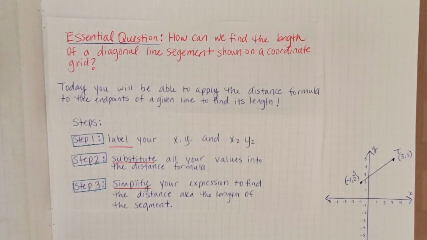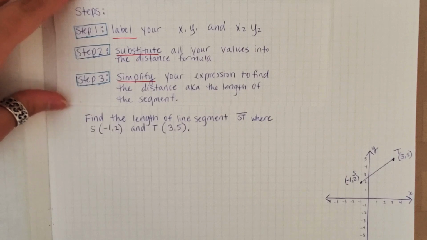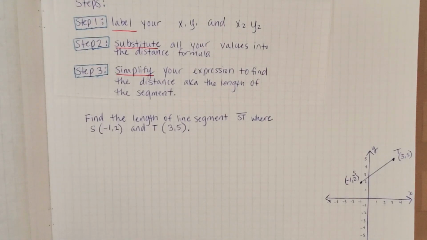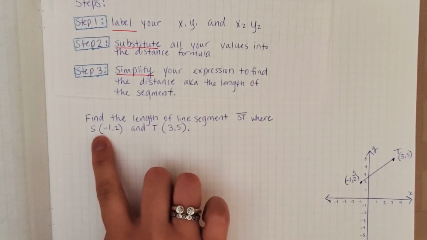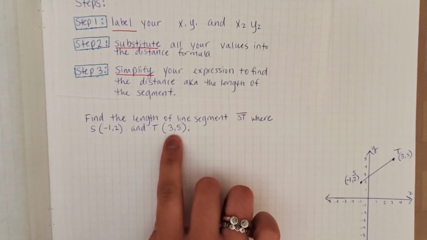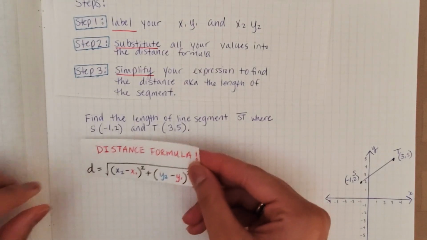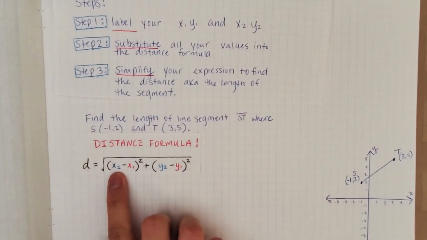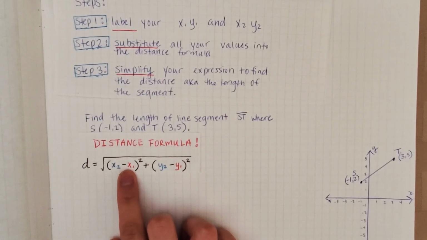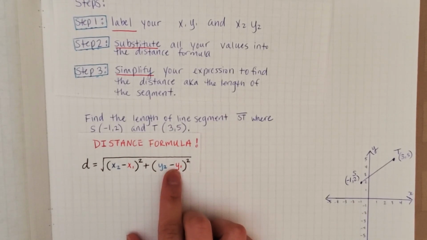Okay, let's take a look at a problem so that we can actually apply this formula. So I'm going to keep the steps at the top so that you can continuously see it. And what it's asking us to do is find the length of segment ST, where S is at (-1, 2), and T is at (3, 5). So what is the distance formula? Well, here it is. The distance formula tells us that it's the square root of (x2 minus x1) squared plus (y2 minus y1) squared.